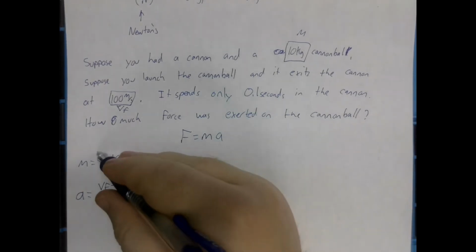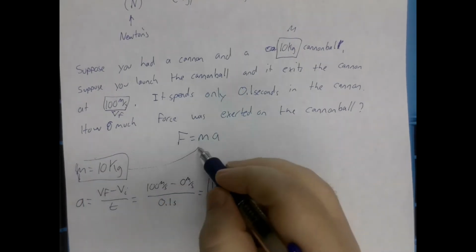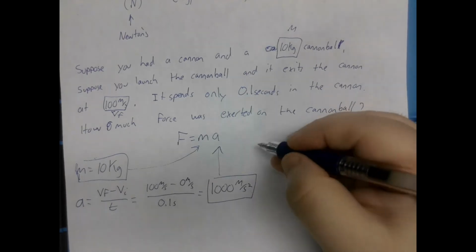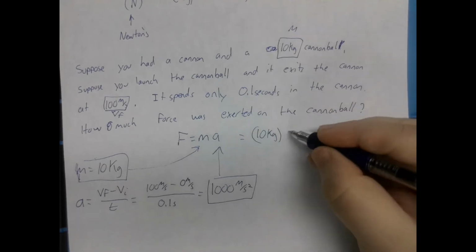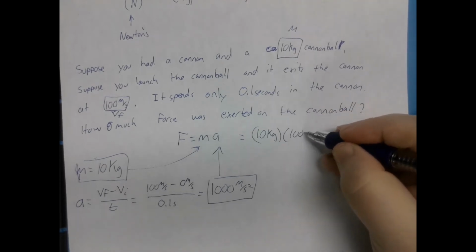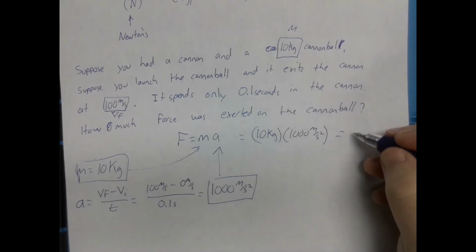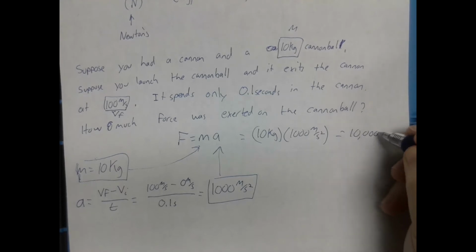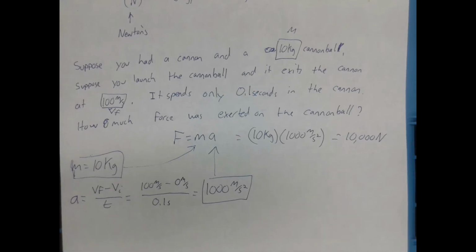So we have our acceleration and our mass. We can plug these in. So mass and acceleration, and so we get 10 kilograms times 1,000 meters per second squared. And we see the force on the cannonball would be 10,000 newtons. So that's a lot of force on the cannonball. Make sense?